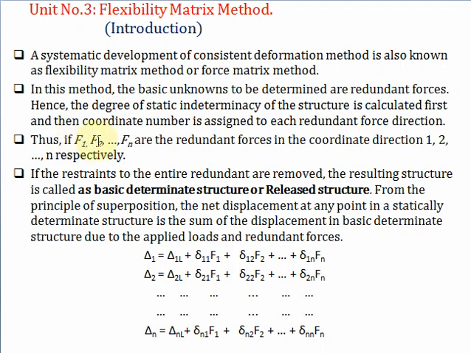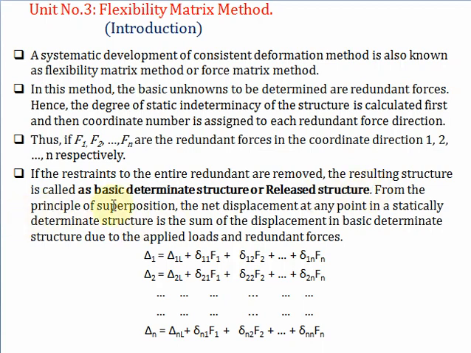Thus, here, F1, F2 up to Fn are the redundant forces in the coordinate directions 1 to n respectively. If the restraints of all the redundants are removed, that is, unknowns equal to the degree of static indeterminacy are removed, then the resulting structure is called the basic determinate structure or release structure. So the indeterminate structure, after removing the redundants, becomes a determinate structure, or we can say a release structure.